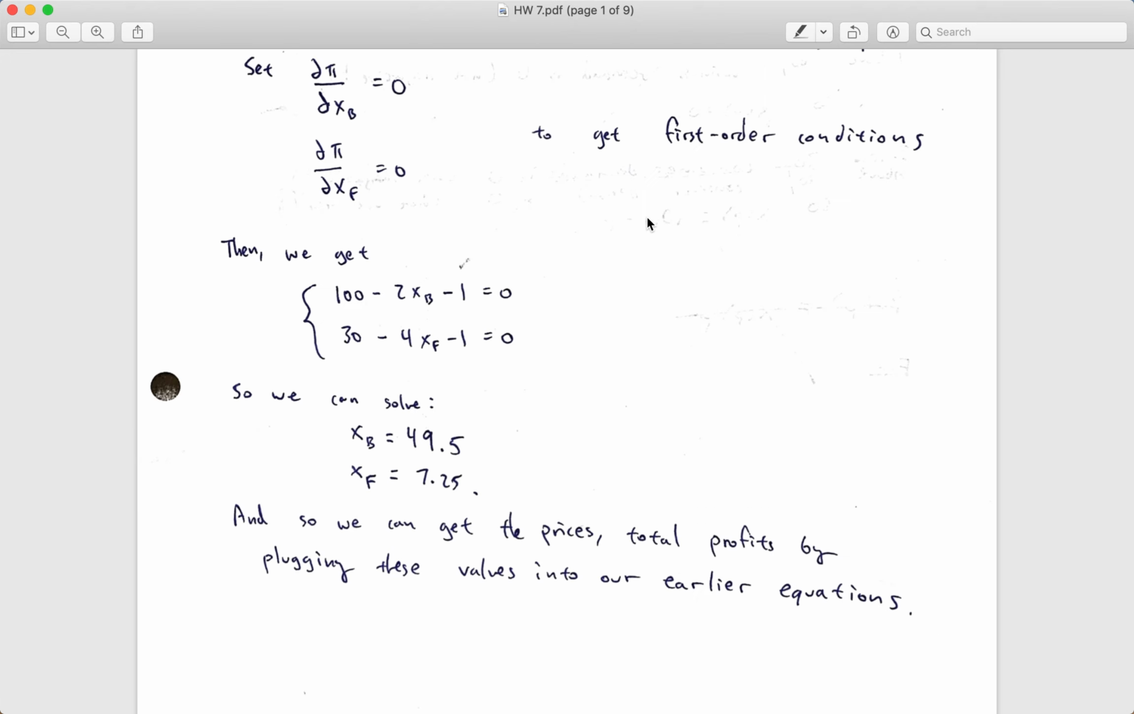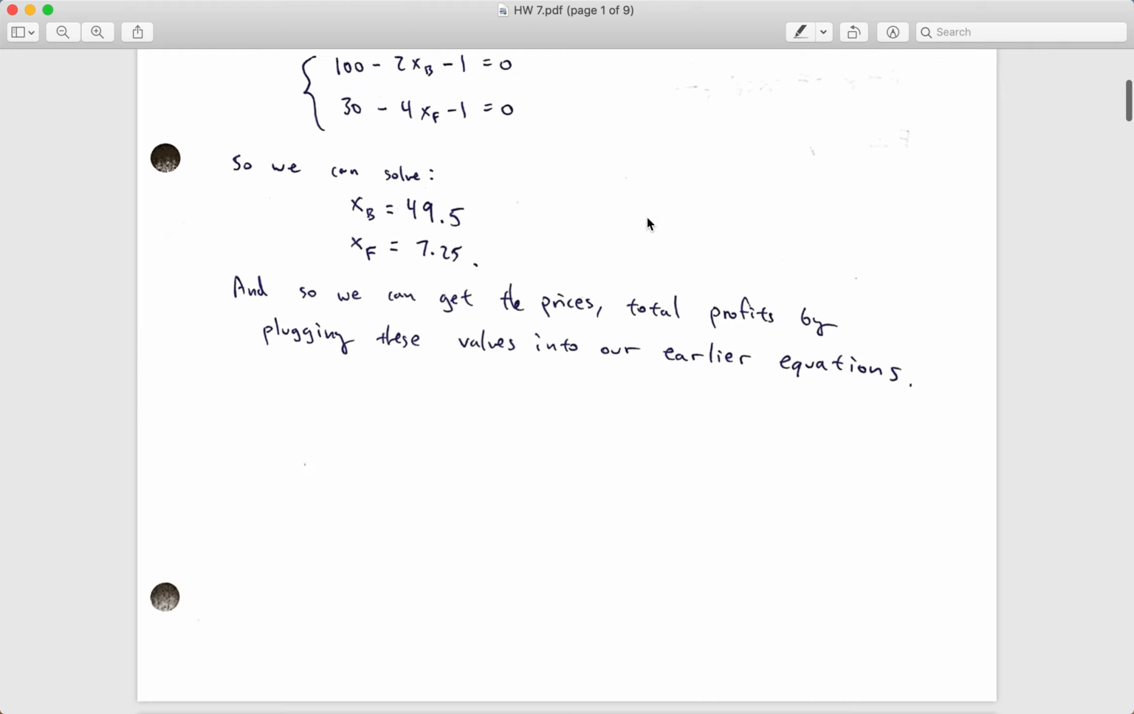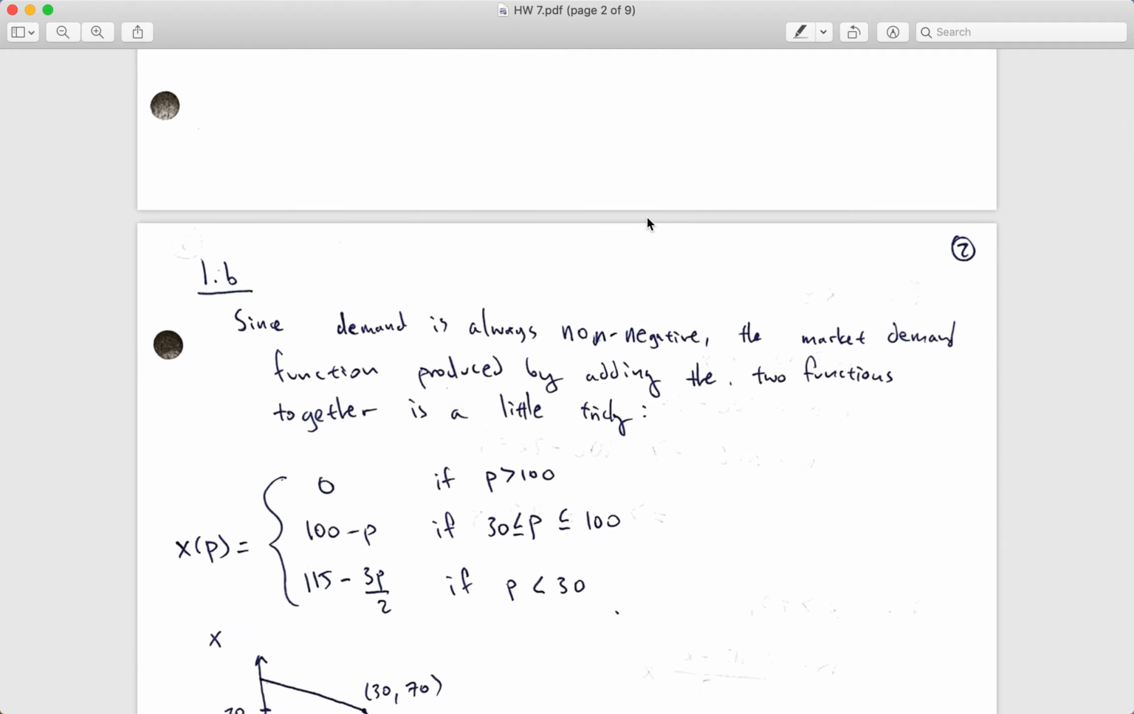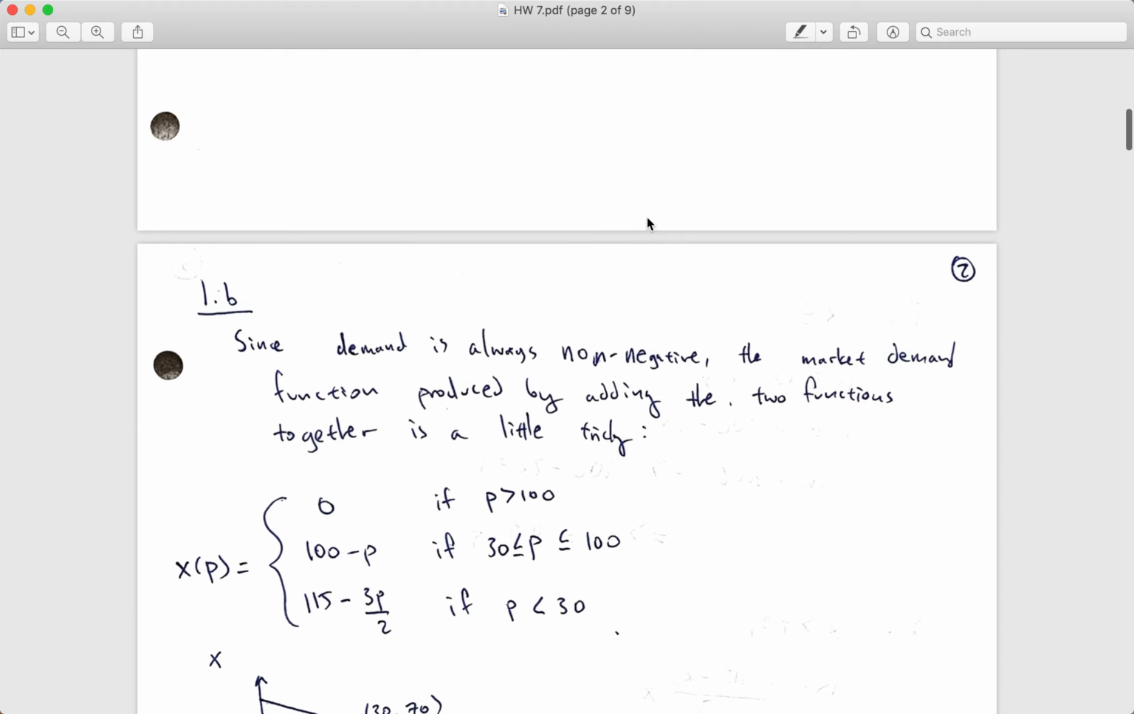So the way we deal with this is to consider when each of the separate demands is going to go to 0, and then we do it by cases to handle those cutoffs.